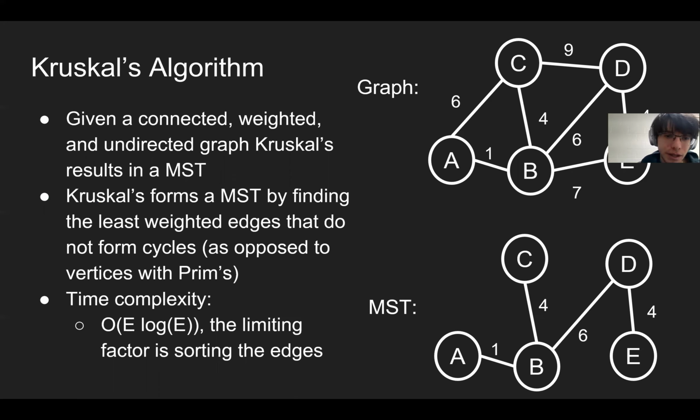As long as the new edge doesn't form a cycle with the other edges you've chosen so far, it'll just choose the edge. It does that until it can't anymore, and then you're done. Because once a new edge forms a cycle, it's not a tree anymore. That's the idea: it always chooses the minimum edge that doesn't form a cycle.